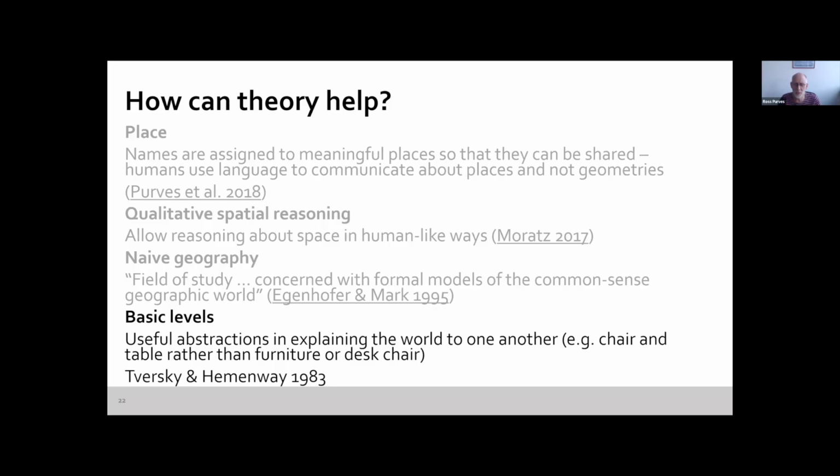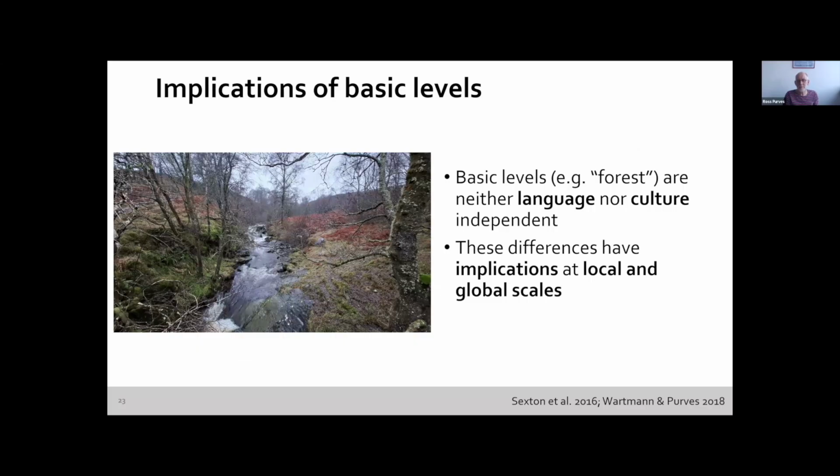And then the last of these bits of theory that I think is helpful for the things we are doing are so-called basic levels. Basic levels are abstractions of the world that people find useful in some way. For example, you might say something was a chair, or I'm sitting in front of my desk, rather than saying I'm sitting in front of some furniture, which would be a higher order level, or that I'm sitting on a desk chair, which would be a very specific thing. And it turns out that these basic levels are not independent of language, and they're not independent of culture.